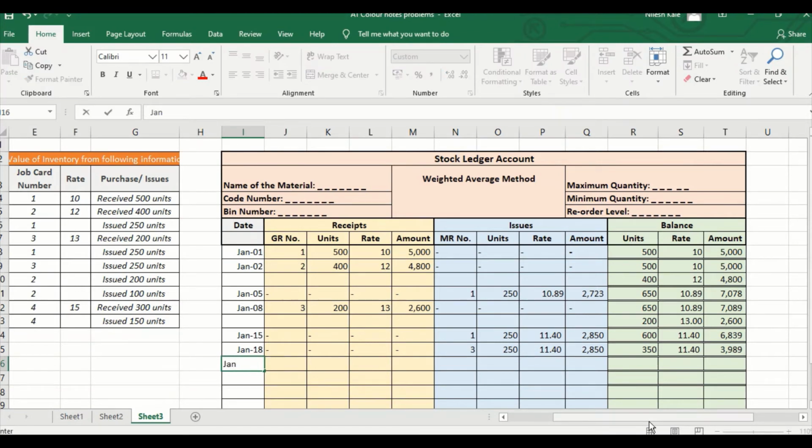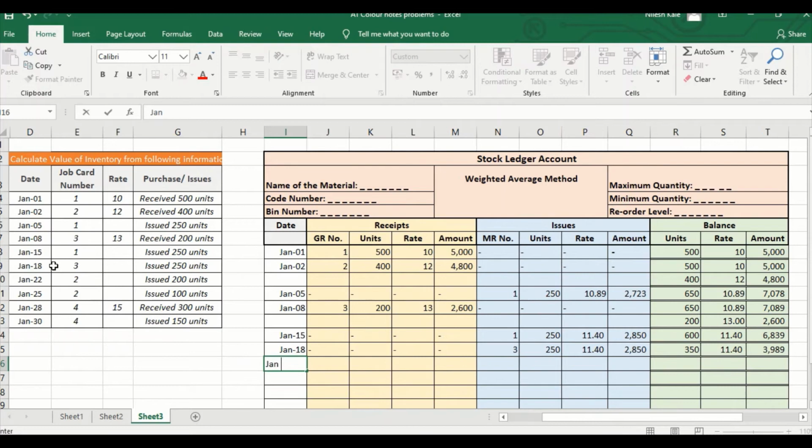Now, as on Jan, what is the next information? After January 18th, it is Jan 22. So January 22, I have not received anything. Again, I'm going to issue 200 units from job card number 2. Price, I have to calculate it again. But can you see there is only one balance which is left as on the previous date, and that is what I'm going to use, 11.40.